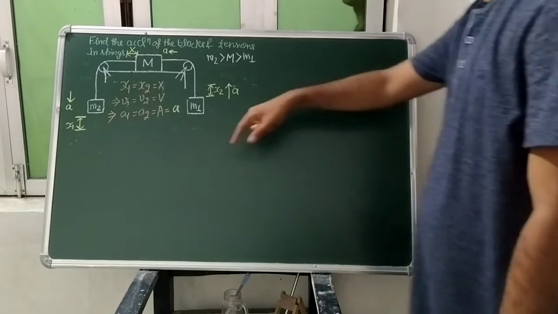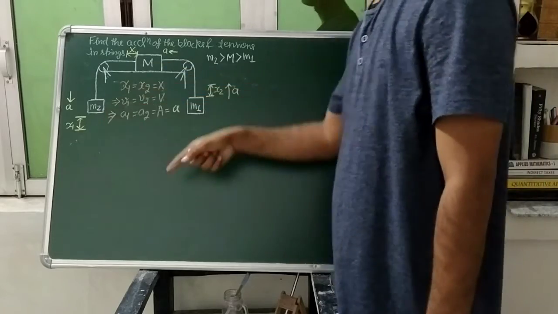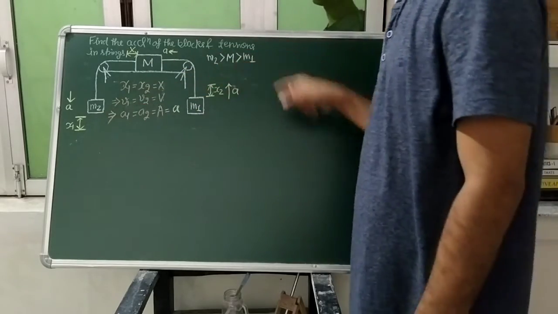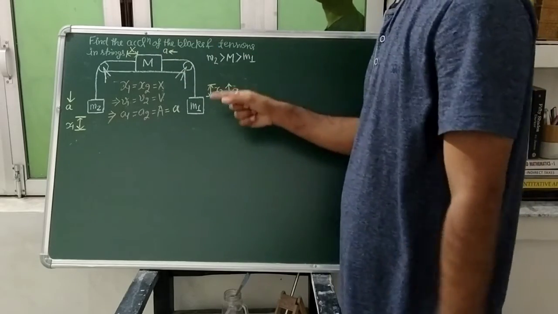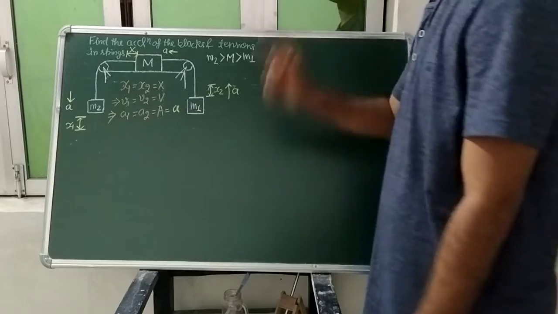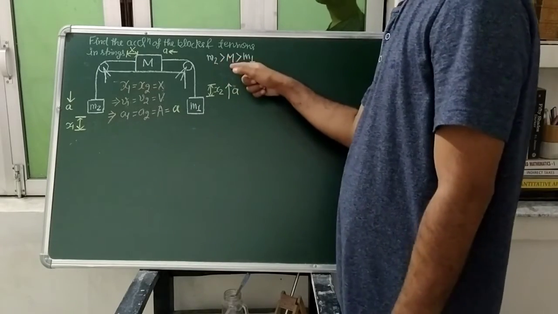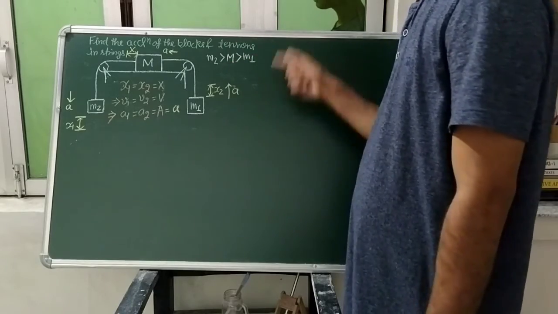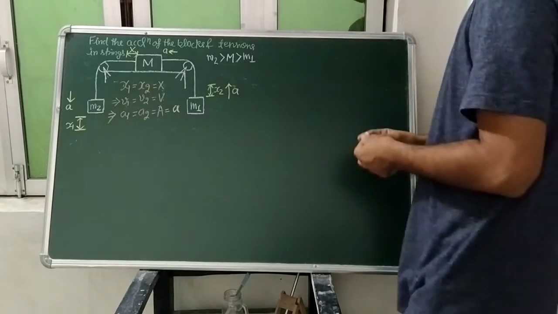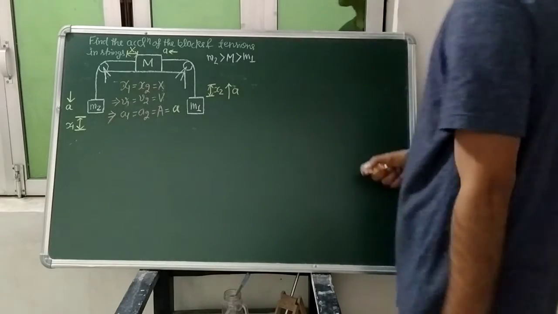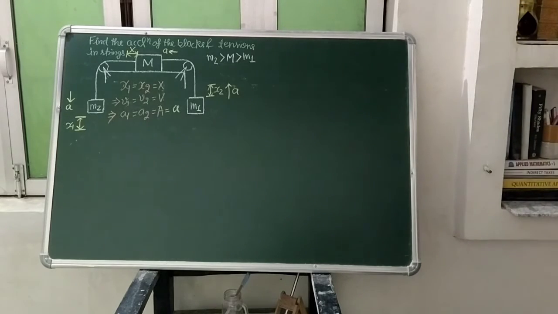Or if you assume the clockwise direction, you will say that M1 is more than M and M2. So whatever moves in the clockwise direction, this will also move in the clockwise direction. But since we have assumed this M2 is more than the capital M and this M1, they are going to move in the anti-clockwise direction and they will accelerate with the same acceleration. Isn't it?